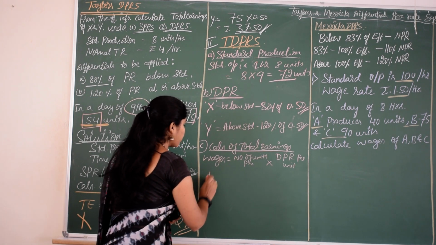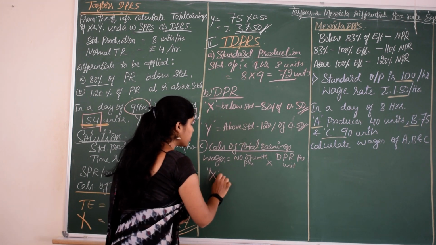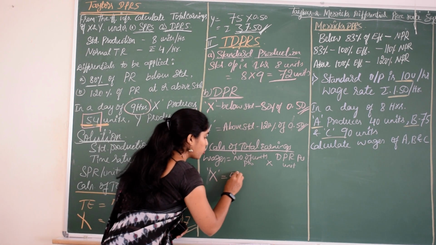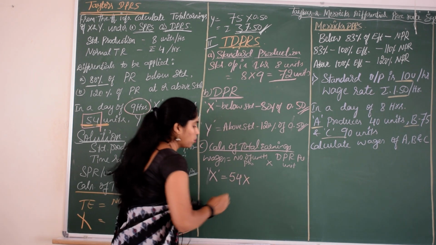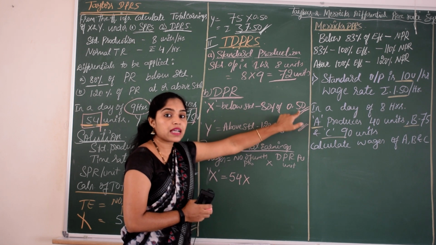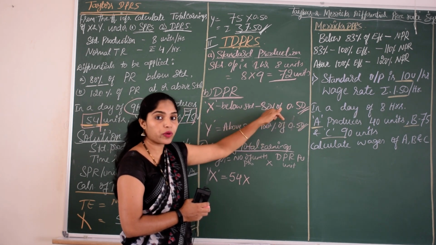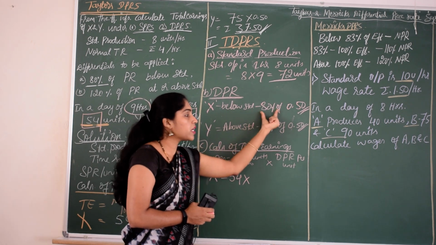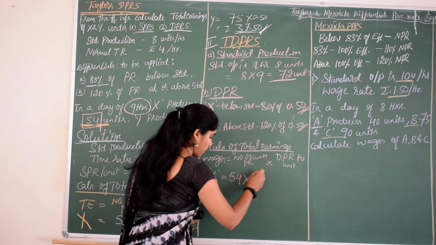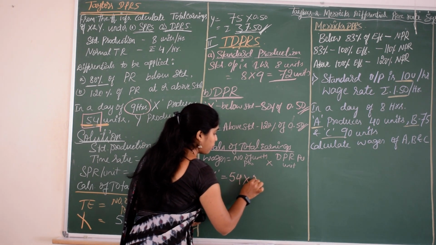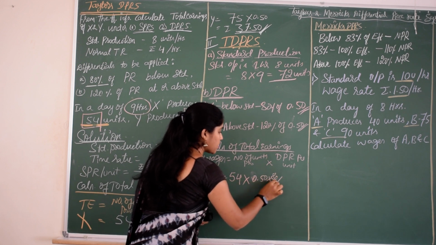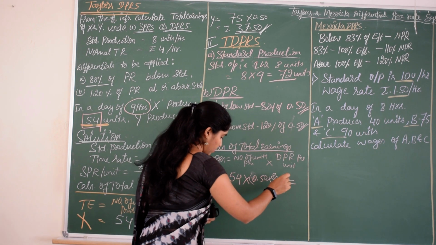Okay, so now calculate for Mr. X. So Mr. X produces 54 units. So X is going to produce 54 units into, you cannot take 50 paise. We have to take 80% of 50 paise because X comes under below standard. His actual production is less than the standard. So he comes under this category, that is 80% of 50 paise. Okay, so 80% of 50 paise, I will write like this, 50 paise into 80%.